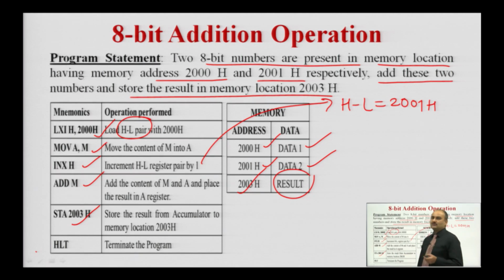After the execution of STA 2003 H, the processor will store the content of the accumulator, which is the result of the operation, into the memory location, and finally it will execute the HLT instruction to terminate the program. In this way we perform the 8-bit addition operation with the help of these instructions. So, this is the program to perform the 8-bit addition operation.